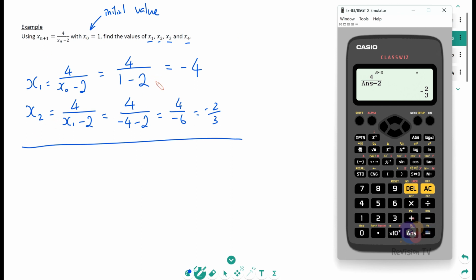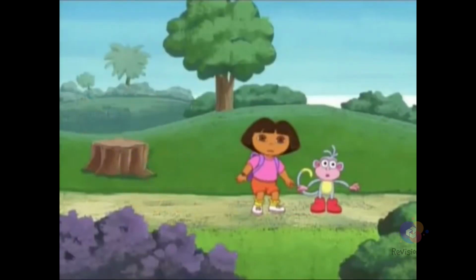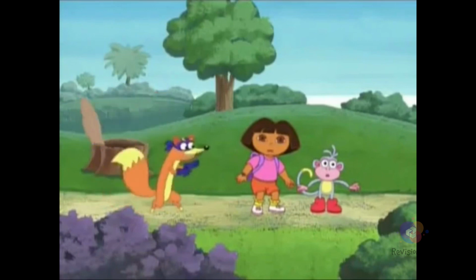Guess what? If you find an x3, I guess Dora would know. Do you see Swiper the fox? Where? Right behind us?